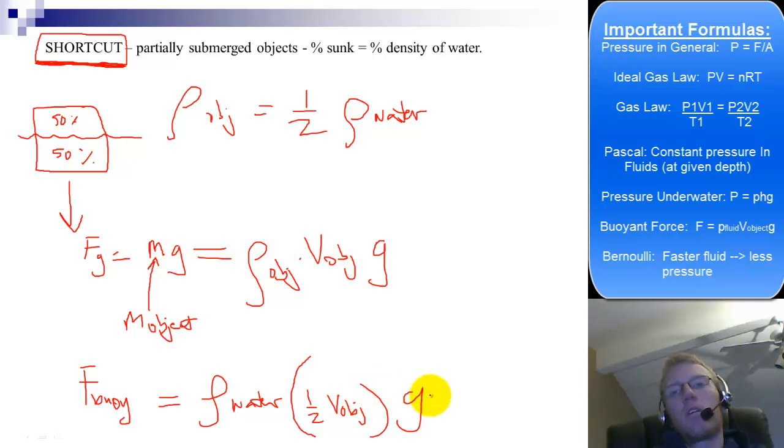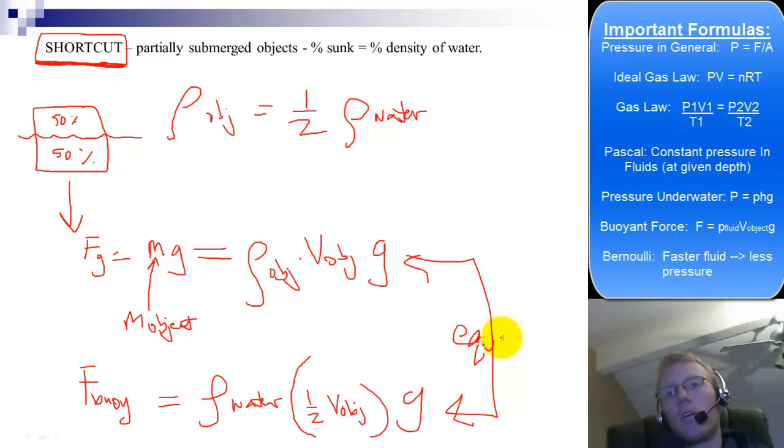times gravity. Okay? And then these two have to be equal because your object is floating. It's in equilibrium. It's not rising, it's not falling. The upward force and the downward force have to be equal. Let me draw in here F.